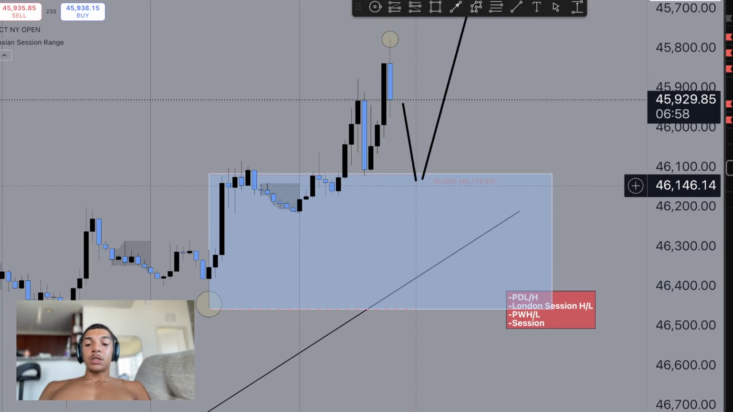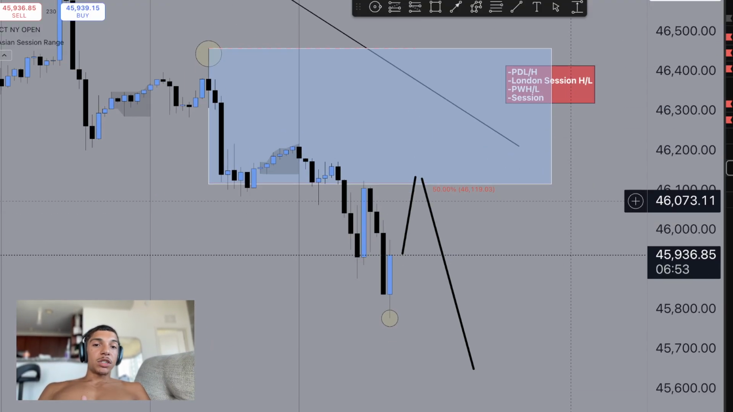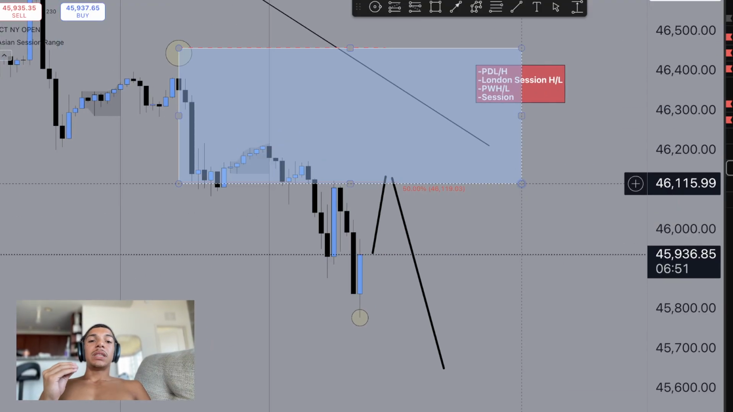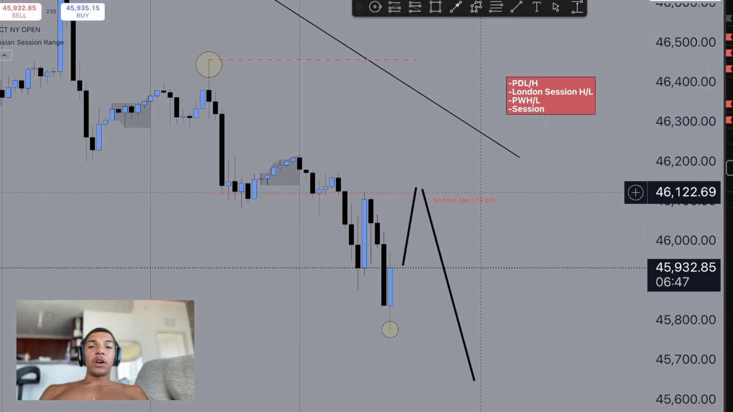Now, there are specific cases where you're going to have a continuation where you might not even retrace that much, but we're going to get into that in a little bit. But the simplest fib that you can always draw is a 50%, and that's a very easy rule of thumb.